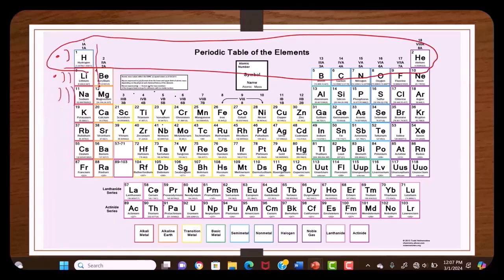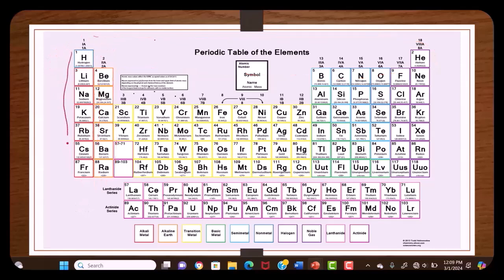We know that the groups, or the vertical columns, describe how many valence electrons are in the outermost shell. So looking at group 1, as we go down the periods, period 1, there's 1 valence electron on the outermost shell in column 1. For column 2, period 2 has 2 shells, and period 3 has 3 shells. So this would mean there are 2 valence electrons in the outermost shell.